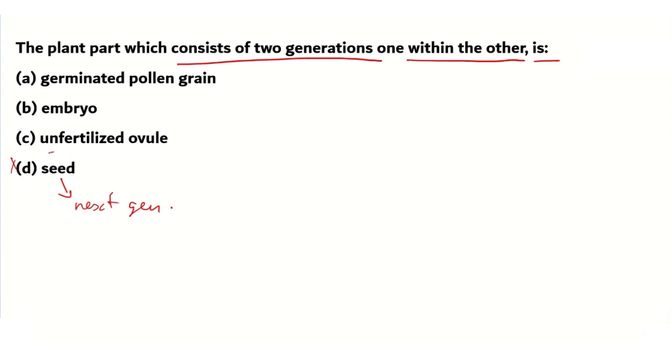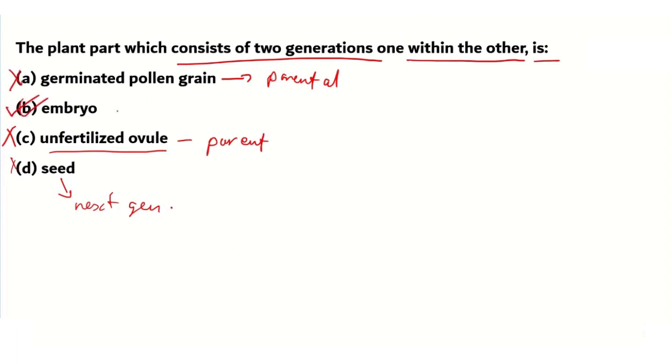What about option C, unfertilized ovule? The unfertilized ovule is a part of the female reproductive system, so option C is incorrect, as it belongs exclusively to the parent. The same goes for a germinated pollen grain, because the germination occurs as a result of interactions between chemicals of the male and female reproductive system, so this is also exclusively parental. There are no two generations occurring in a germinated pollen grain, so option A is incorrect. The right answer is option B, the embryo.